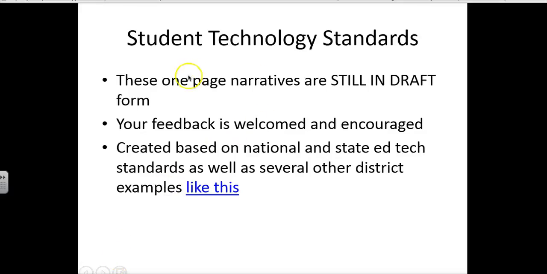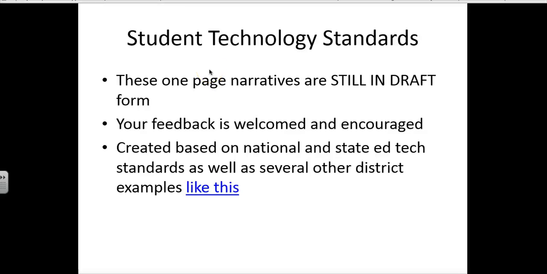First of all, these one-page narratives are still very much in draft form. It's really important that you received them in this format so that you could participate in the process for creating the narratives in such a way that they are meaningful to you. Your feedback is really welcomed and encouraged.